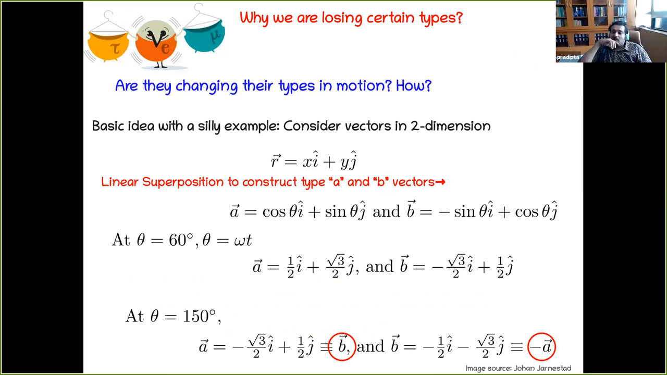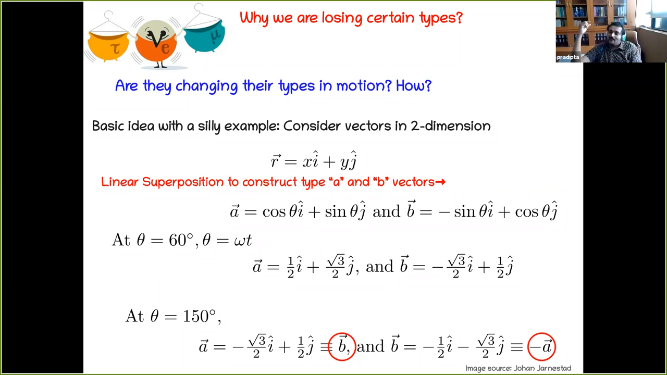So now, what about neutrino oscillation, and how neutrinos change their types during motion? Before moving further, I would like to give you a very naive example, so that even a person with a basic understanding of vector calculus can understand. Consider two arbitrary vectors, A and B, in a two-dimensional plane, where theta is omega t. Say the two vectors A and B are measured at theta equal to 60 degrees. Now if I remeasure them at 150 degrees, my A vector is like the B vector, and my B vector is like the negative of the A vector.